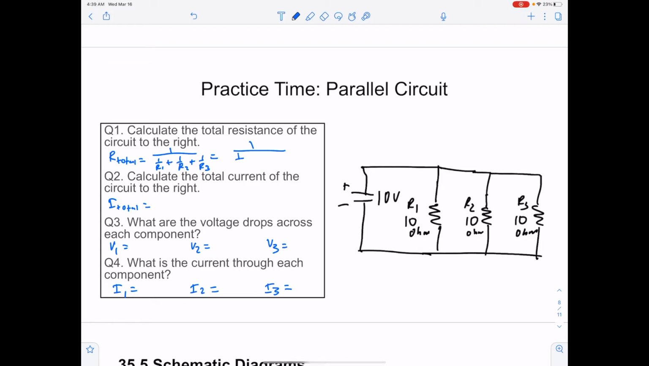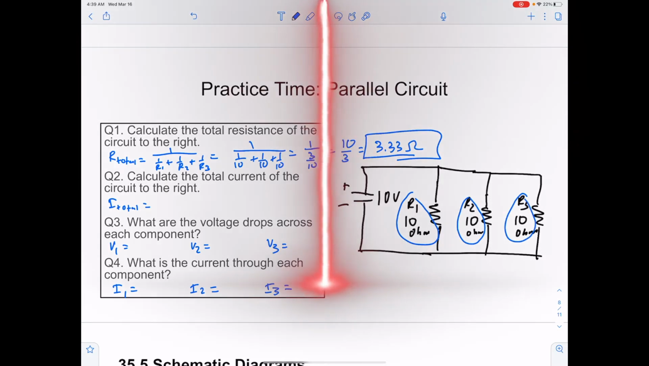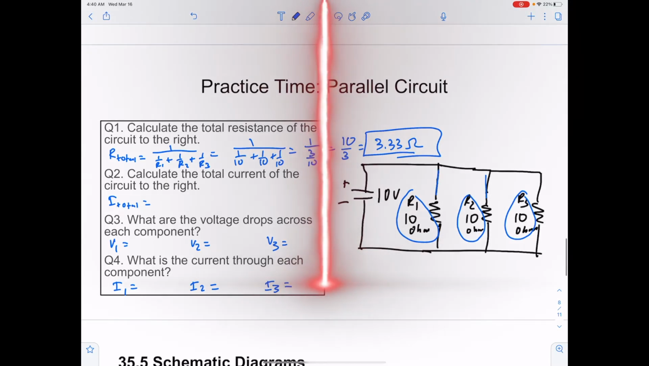So we have 1 over 10 plus 1 over 10 plus 1 over 10, and we get 3 over 10, which ends up being 10 over 3. We get 3.33 ohms. We can see that our total resistance, when we added more components in parallel, has decreased overall. It's easier for electrons to flow because now we have 1, 2, 3 pathways.